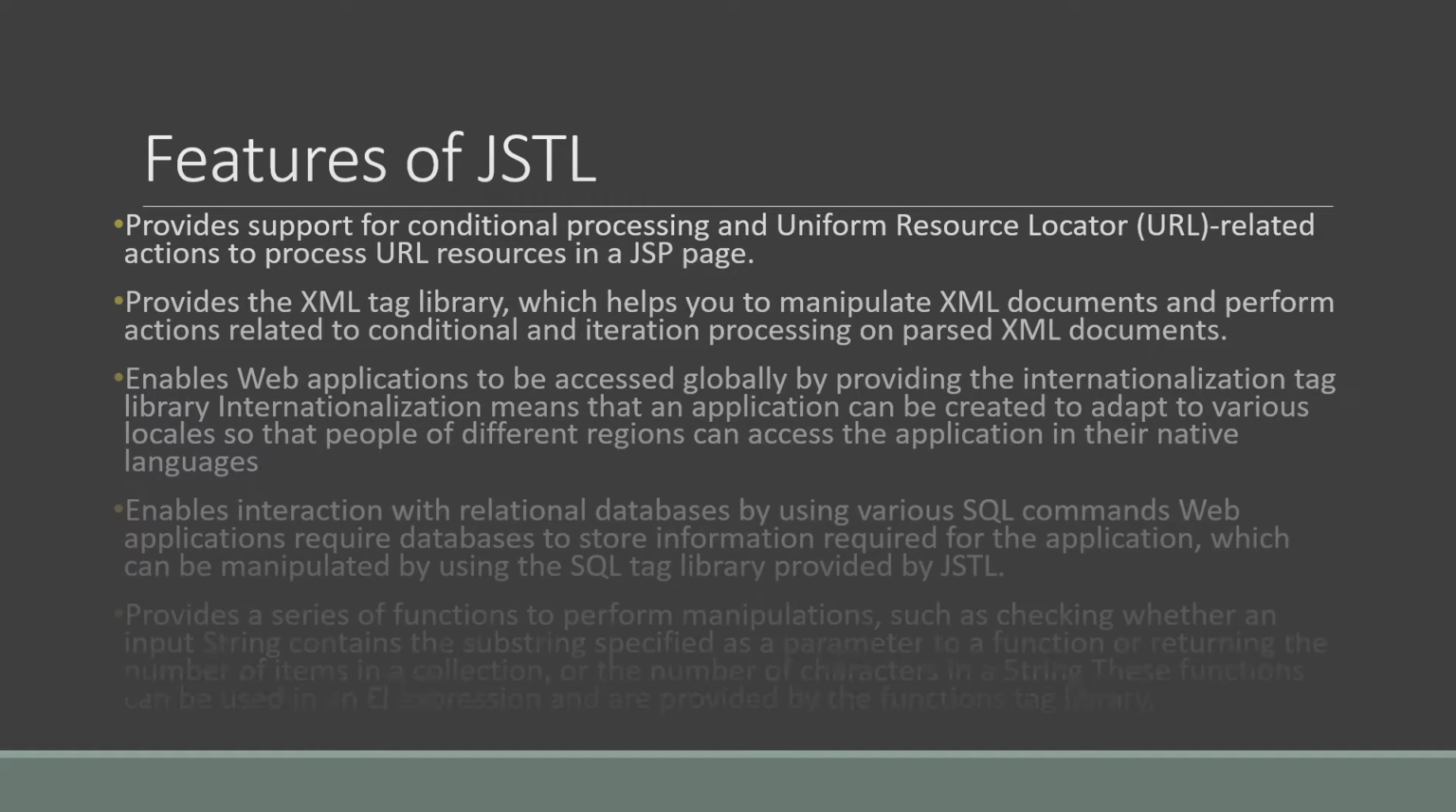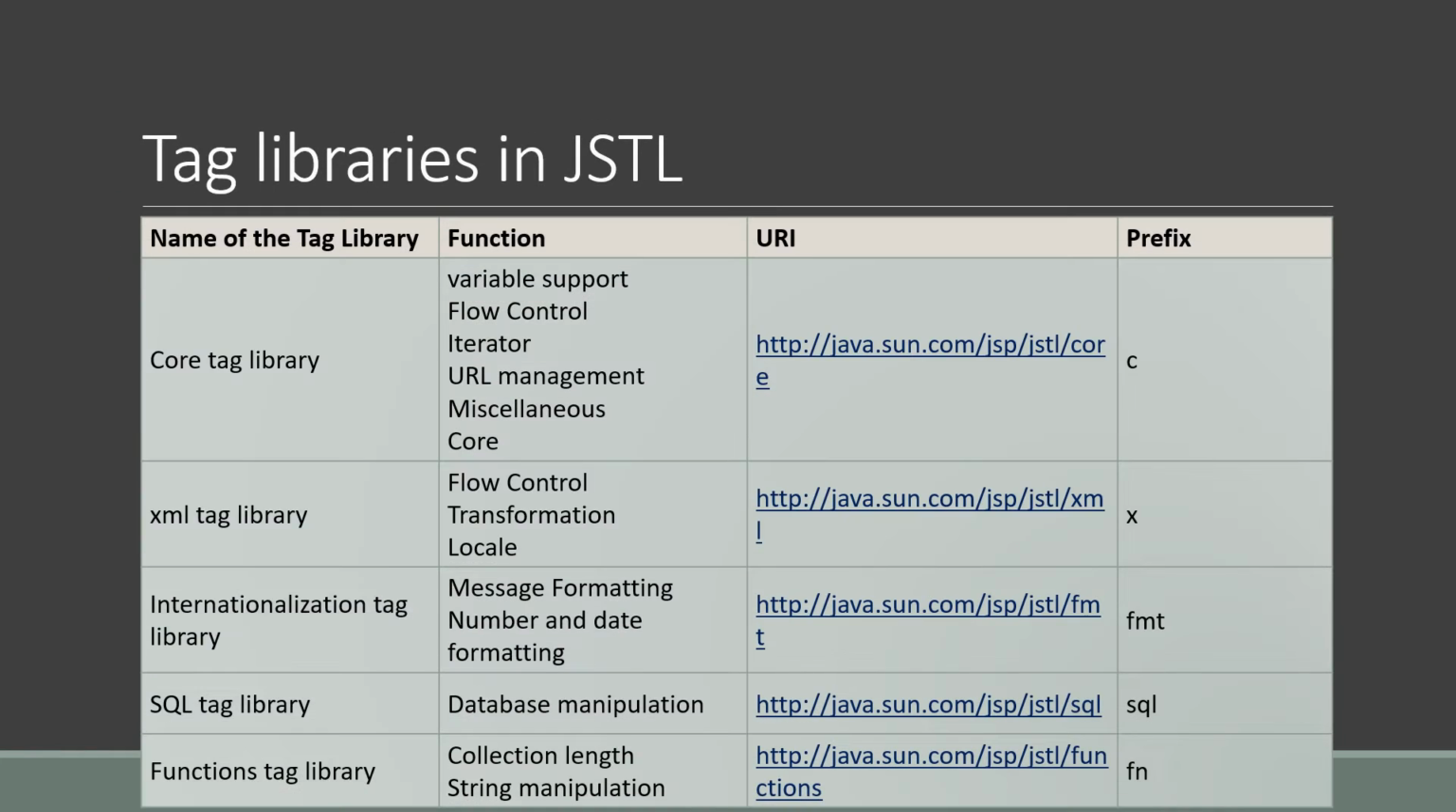Next we can see the main tag libraries in JSTL. These are the main tag libraries which are included in JSTL. First one is core tags. Core tags provide variable support, flow control, URL management, and miscellaneous handling of core data, the core functionalities you need to develop a dynamic web page.